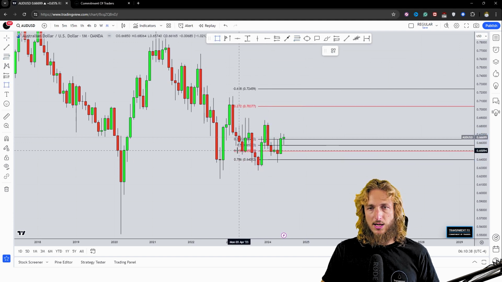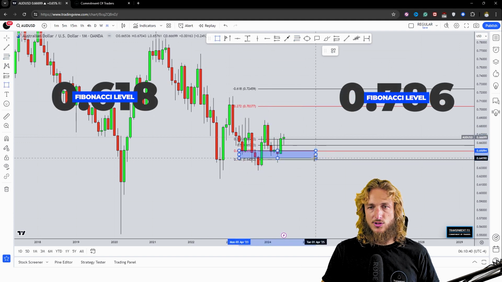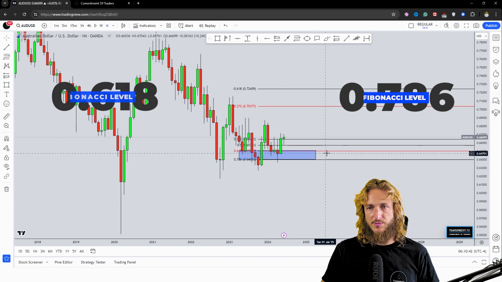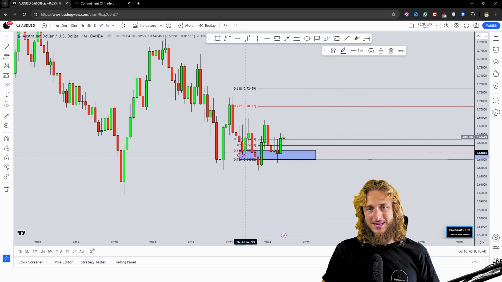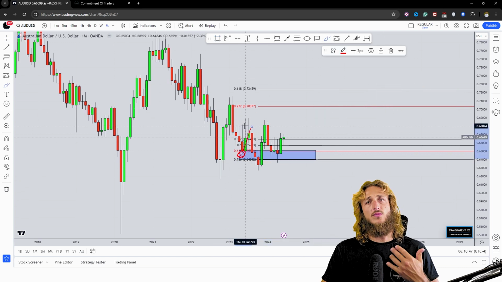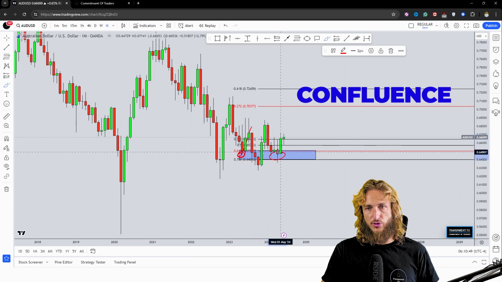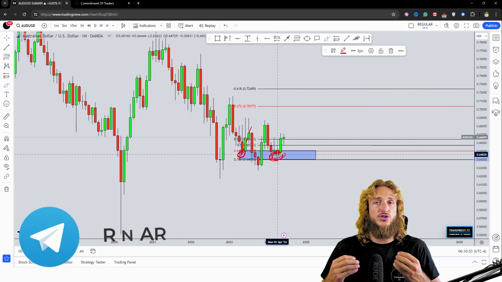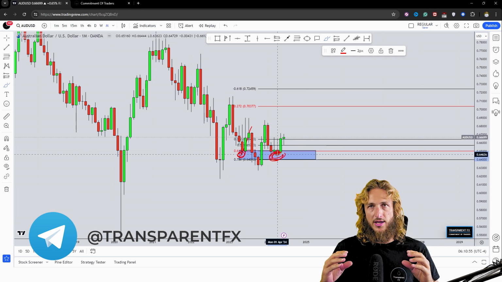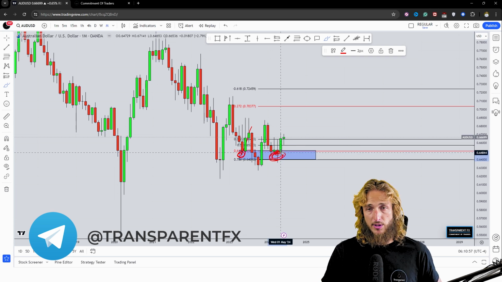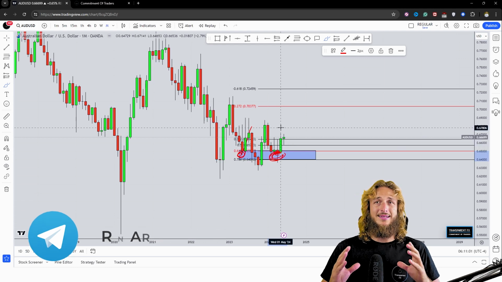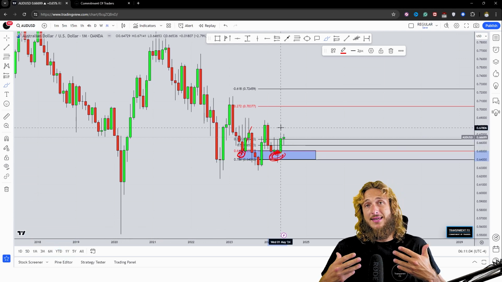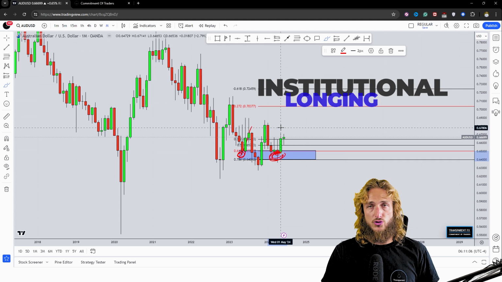And this shows us how we have the 0.618 and 0.786 Fibonacci retracements, which were lining up exactly with this previous high, which creates a confluence of support and demand here. Confluence of support and demand essentially means that there are multiple layers of support in the same area of price, in this case, both the Fibonacci levels and the horizontal structure. That shows how there is an increased probability of seeing institutional longing inside of this area.